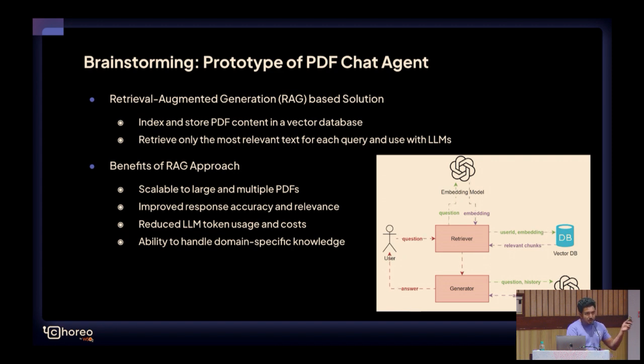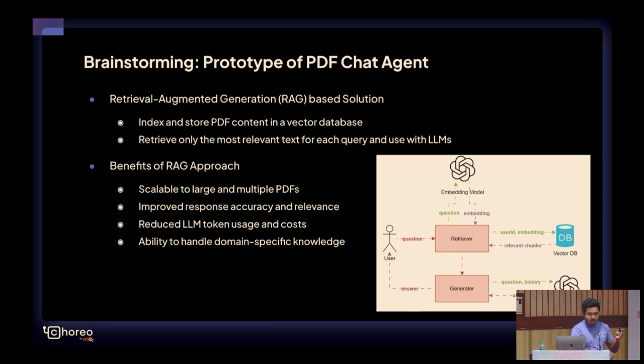I think some of you might have heard this. There is this pattern called retrieval augmented generation. So we call it RAG. And this is one of the most widely adopted patterns to build chatbots where some knowledge base is involved. So in this scenario as well, what we can do is we can extract the text from the PDF and index it into a vector database.